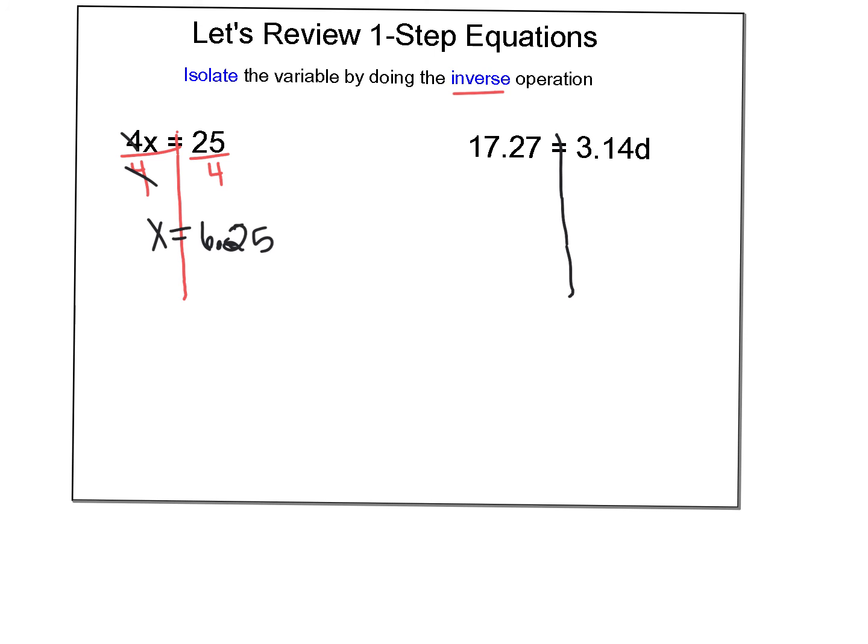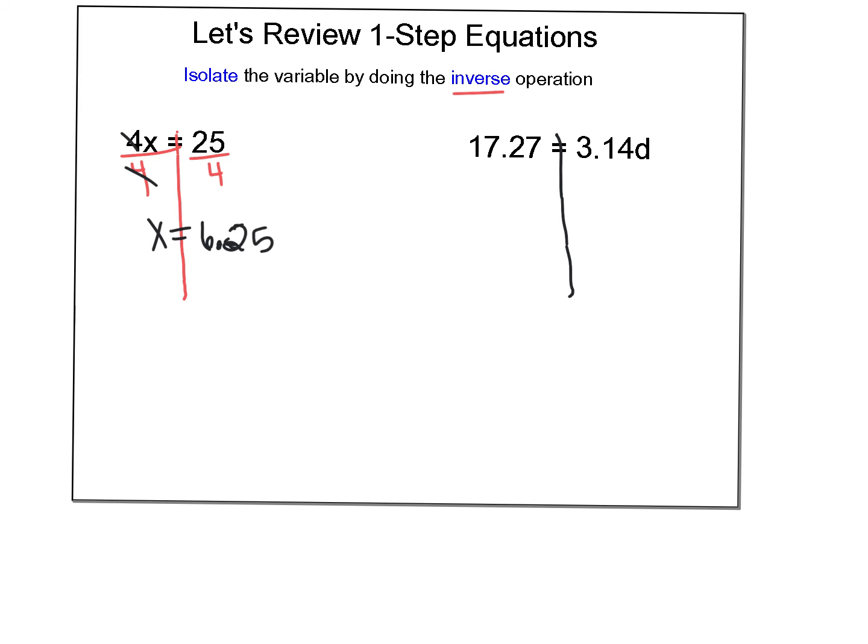All right, so 17.27 equals 3.14 times diameter, or times d, right? So d and x are the same thing, they're just variables, right? So when we look at our equations, we're going to see that variable d quite a bit, and it's just representing the diameter multiplying times pi, 3.14. Look at that. So it's still the same thing as 4x equals 25.